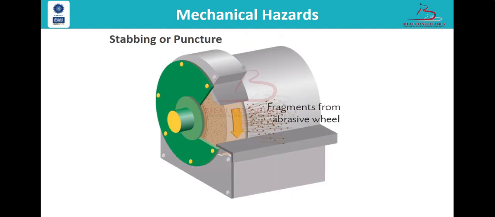Moving towards the stabbing or puncture hazards. Stabbing or puncture hazards refer to sharp parts of the machine or other parts of material ejected from the machine which can penetrate the body. For example, a sewing or sieving machine needle, abrasive wheel fragments, and nails from a nail gun, etc.